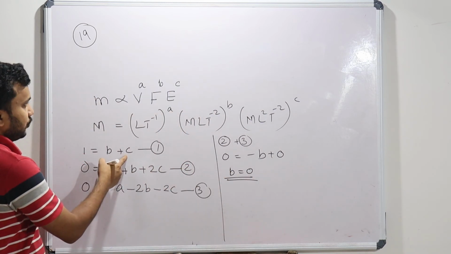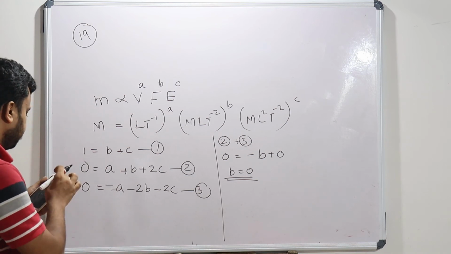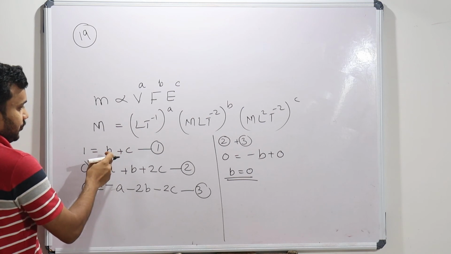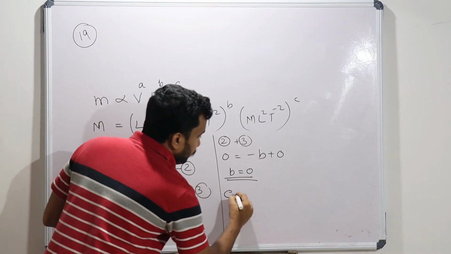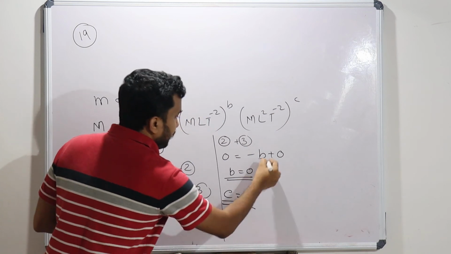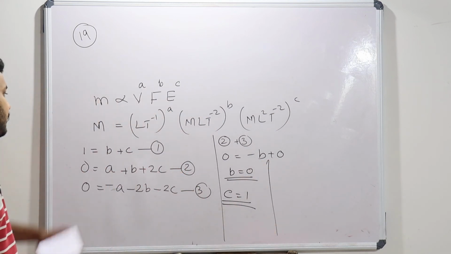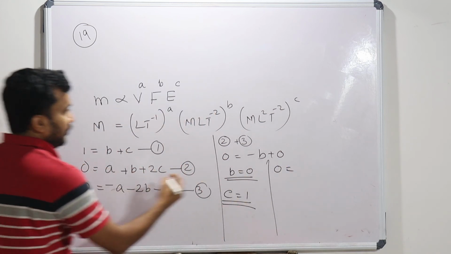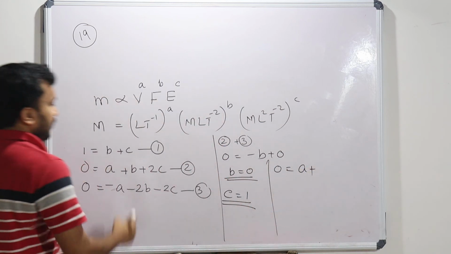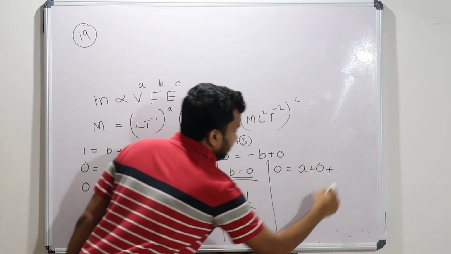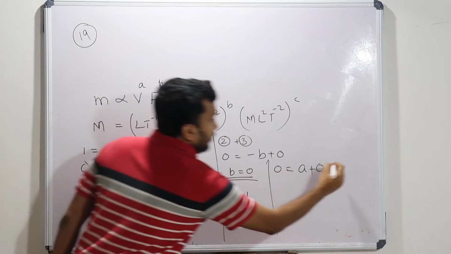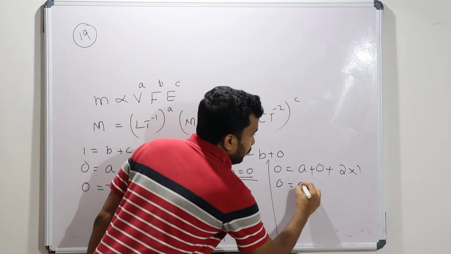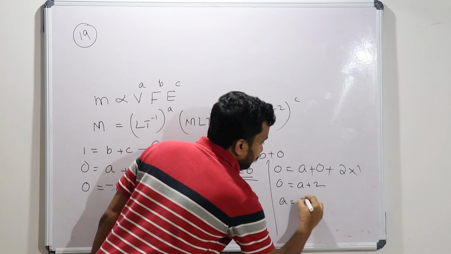If b will be equal to 0, what is c? If you are substituting here for c, c will be equal to 1. So we got c equal to 1. Next, what we need to get? We need to get a. We are substituting in this equation. So 0 is equal to a plus, what is b? b is 0, plus 2c. c means 1, so 2 into 1. So which means 0 equal to a plus 2, a equal to minus 2.